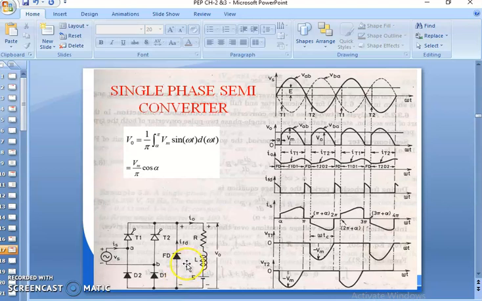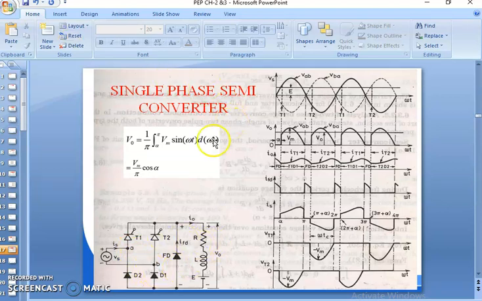And the freewheeling diode FD is connected across the load, and the RLE load is connected across the output of the circuit. Then Vs is equal to Vm sin omega t is the source voltage given to the circuit. See that here Vs, Is are the source voltage and source current, and V0, I0 are the load voltage and load current respectively. And IFD is the freewheeling diode current. Then this portion is nothing but the terminals A and B of the supply lines.